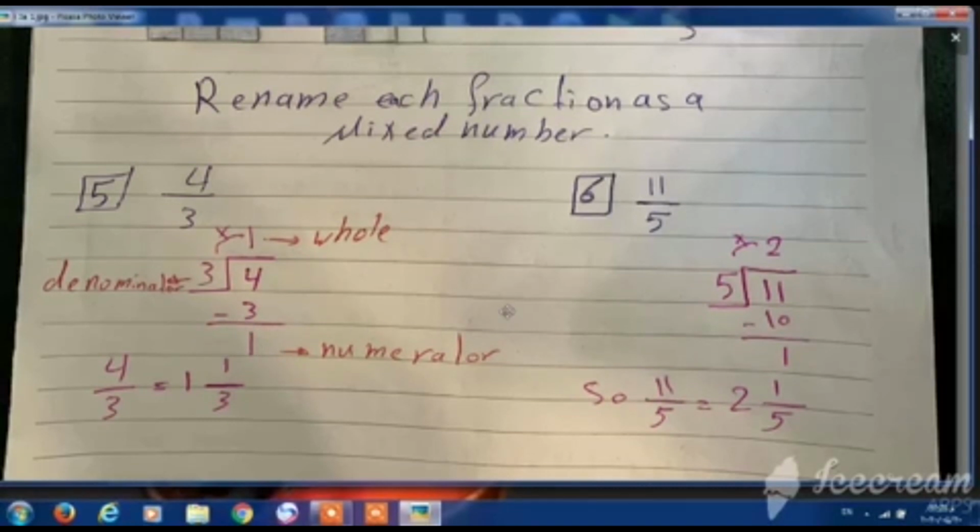Okay, and look at number 6. We have 11 out of 5. You divide 11 by 5, so from 11 how many 5s do I have? 2, right? 2 multiplied by 5 equals 10, so 11 minus 10 equals 1, so 2 is the whole number and 1, the remainder, is the numerator, and 5 is the denominator.